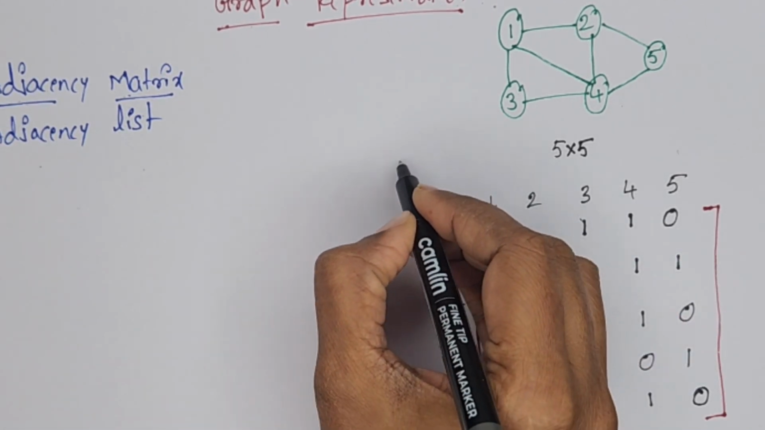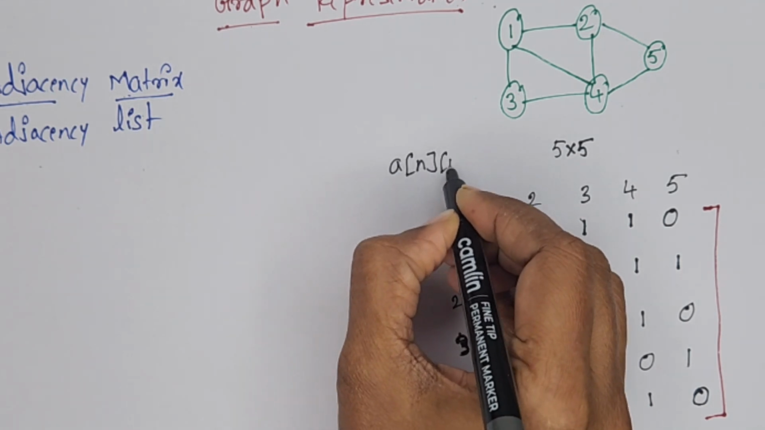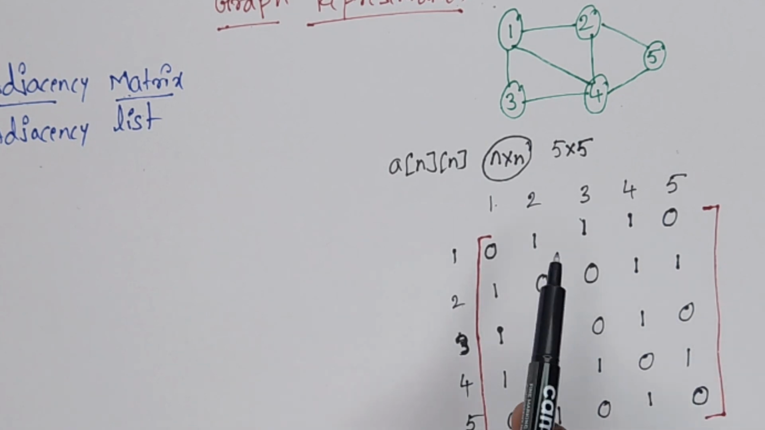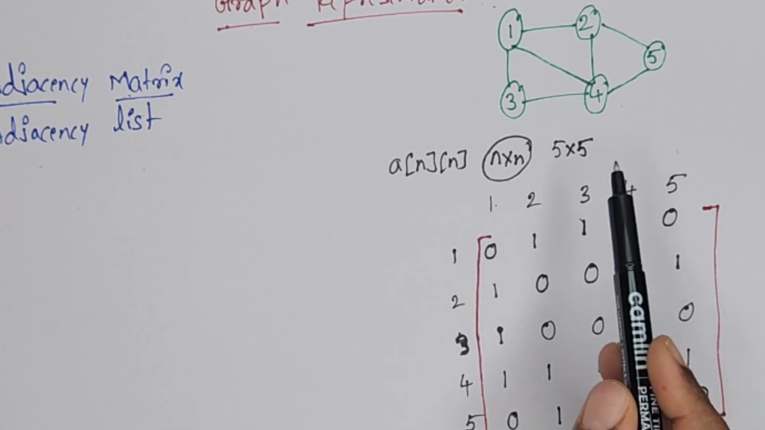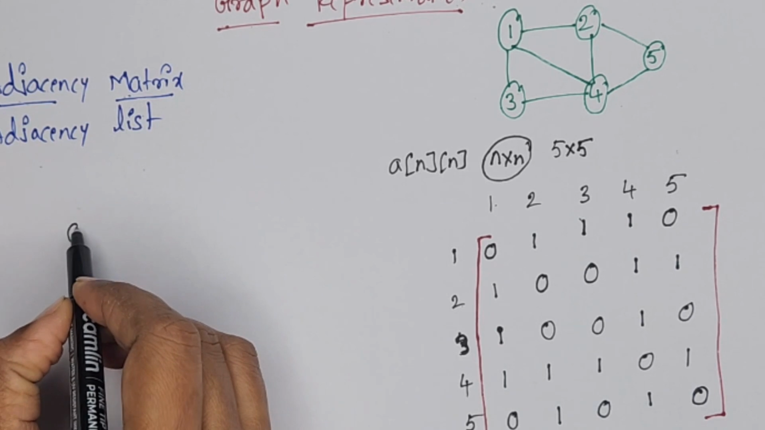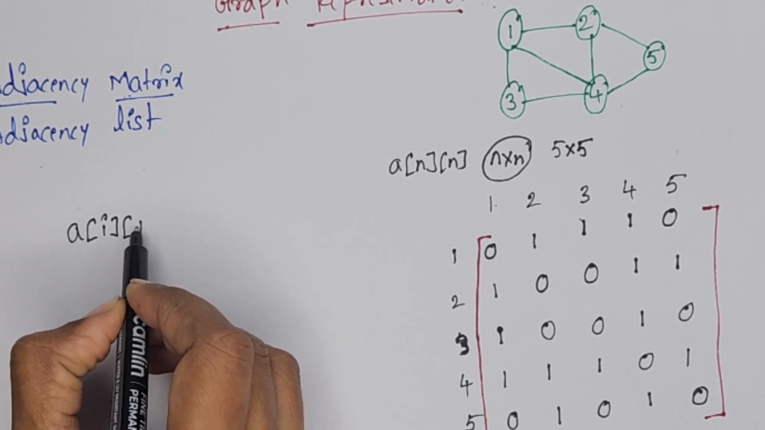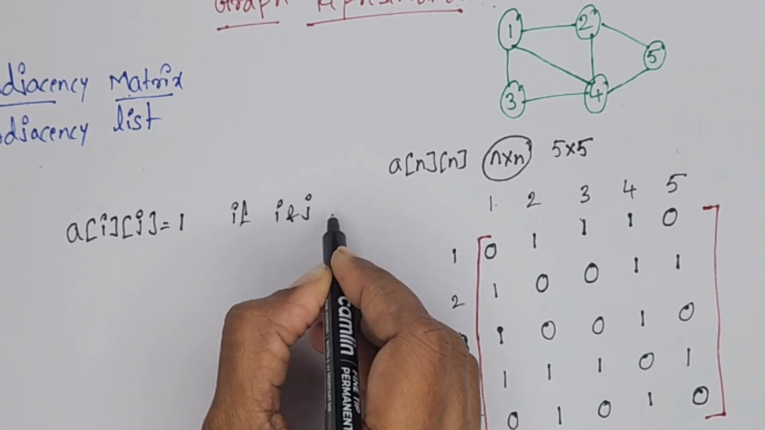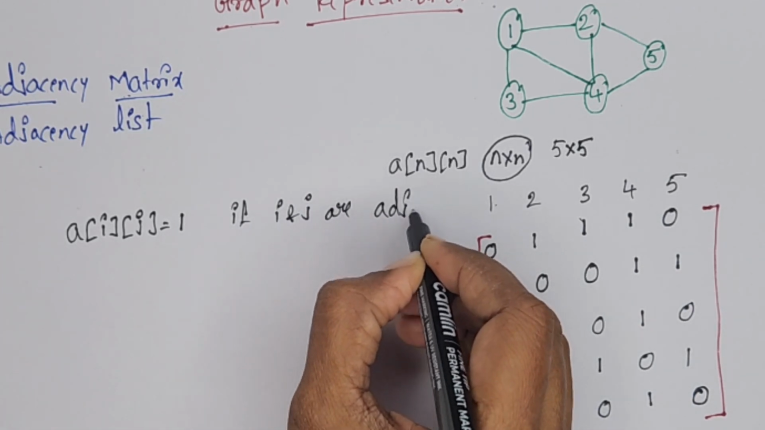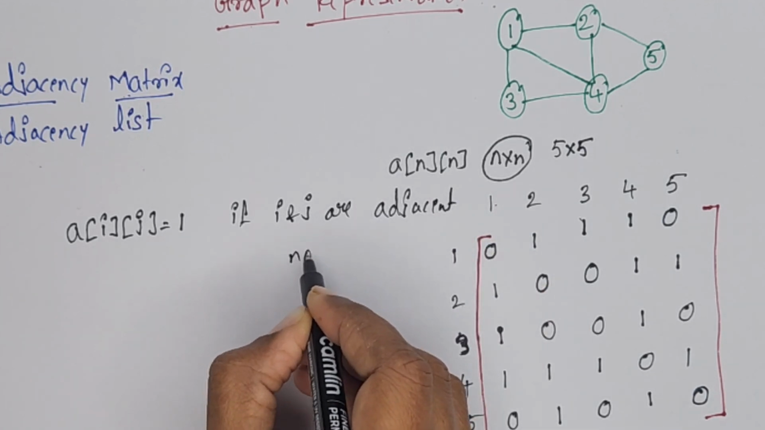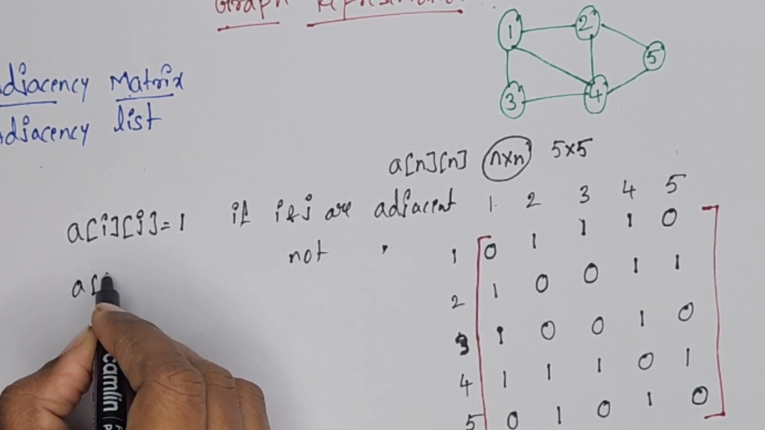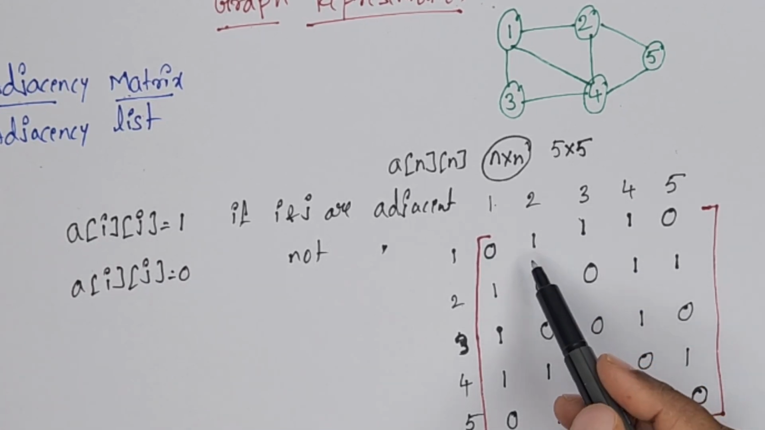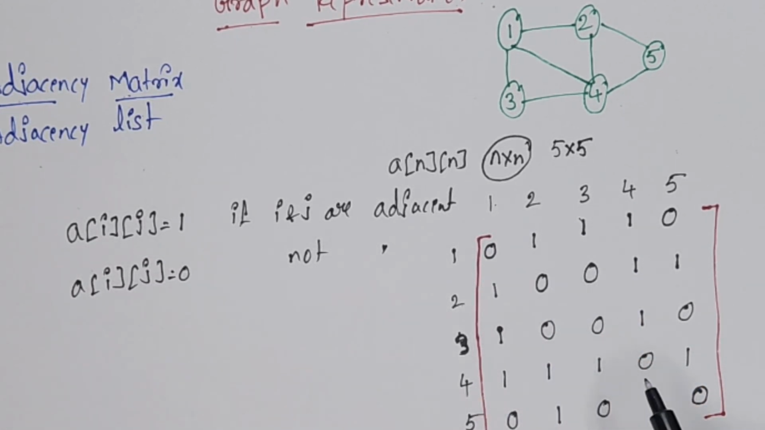So first of all, we have to create an n by n matrix, where n means number of vertices. After creating the matrix, we have to assign values. For example, A is the array name, then A of i j equals 1 if i and j are adjacent. If these two are not adjacent, then A of i j value is 0. Just assign value 1 or 0. If these two are adjacent, assign 1, otherwise assign 0.